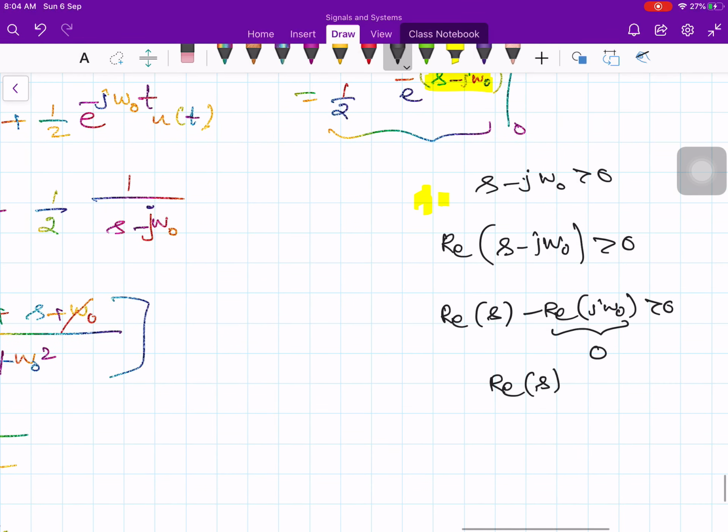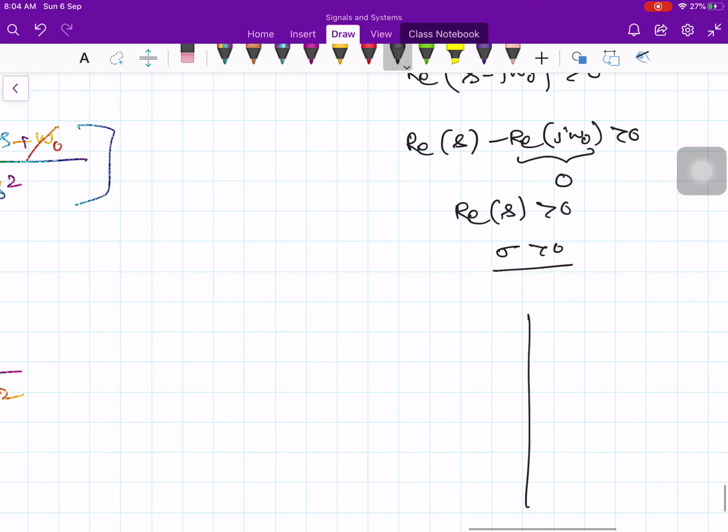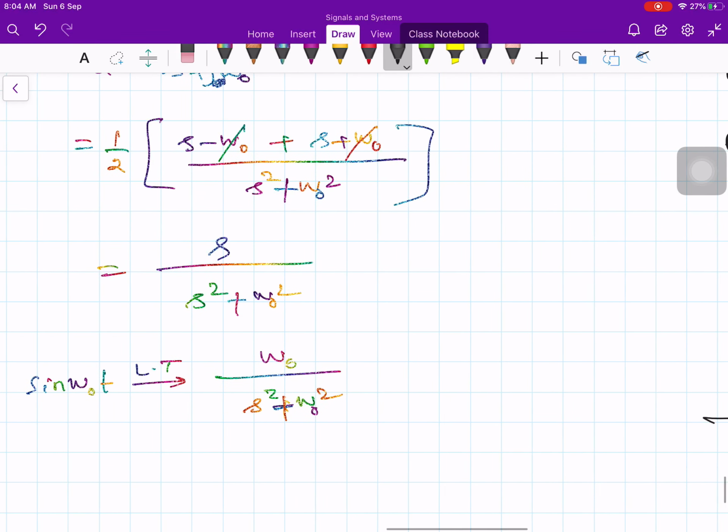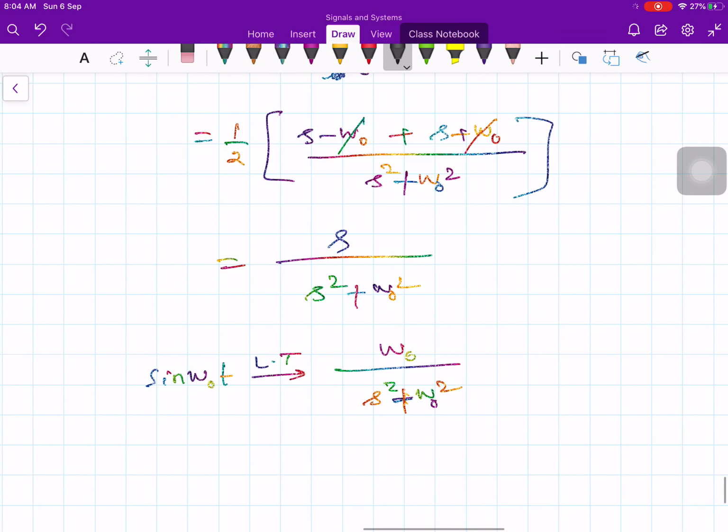What is real of s? Sigma. Sigma must be greater than 0. So the region of convergence is, this is sigma and this is omega, so the entire right half s plane. So for these two, sin omega naught t and cos omega naught t, Laplace transform of this, for both of them, ROC will be sigma greater than 0, and here also ROC will be sigma must be greater than 0. That's it.